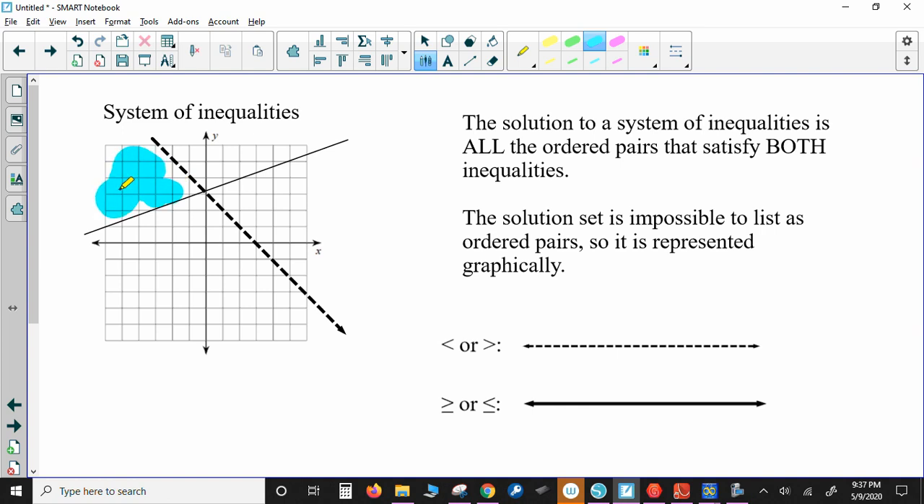We want to graph both of our lines. We're going to choose a test point for both lines, and then we're going to shade in the only part of the graph that has answers that work for both lines.